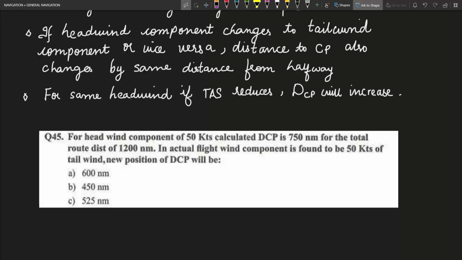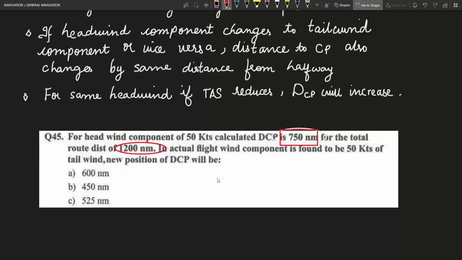Another point to be noted is if a headwind component changes to a tailwind component or vice versa, distance to CP also changes by the same distance from halfway. For a headwind component of 50 knots, calculated DCP is 750 nautical miles for the total route distance of 1200 nautical miles. Now in actual flight the wind component is found to be 50 knots of tailwind. The new position of DCP will be?